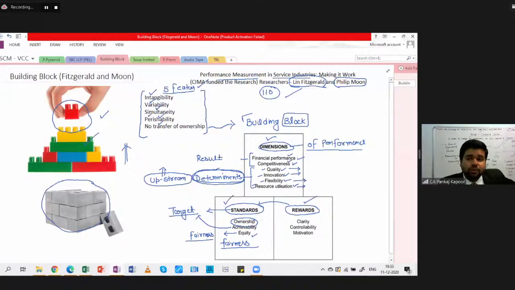What does it mean, ownership? The person to whom you are giving the target also must feel that he is responsible for it. If you impose the target on him, he'll feel demotivated. If someone keeps telling you, "Go study," what will you feel? "Why is he after me? Why are you forcing me to study? I know that I need to study."